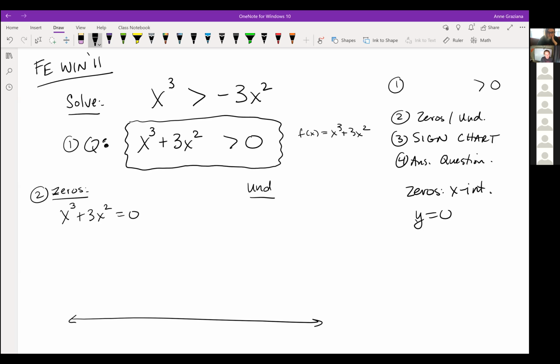So just looking at that equation, what would we do first? You can pull out x squared. Yes. Very good. And then set these equal to 0. So I get x is -3 and x is 0. Is that okay with everybody? Any questions on that?